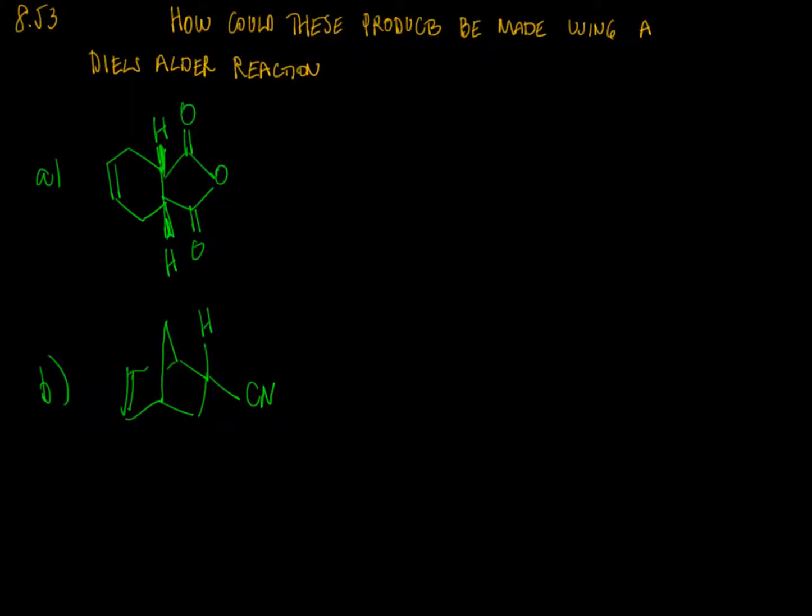Chapter 8, Problem 53, Parts A and B only. Watch my other video if you're interested in Parts C and D. And here we're asked, how could you use Diels-Alder reactions to prepare the following products?